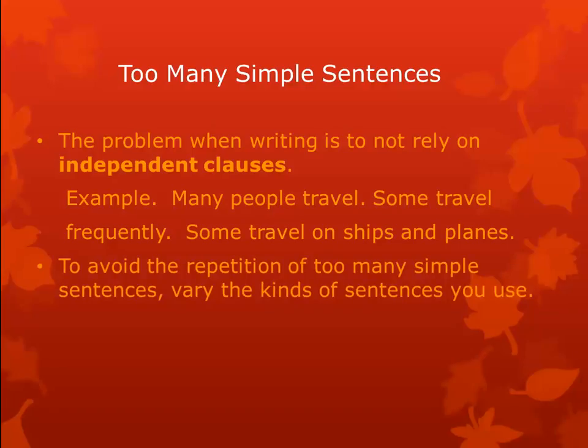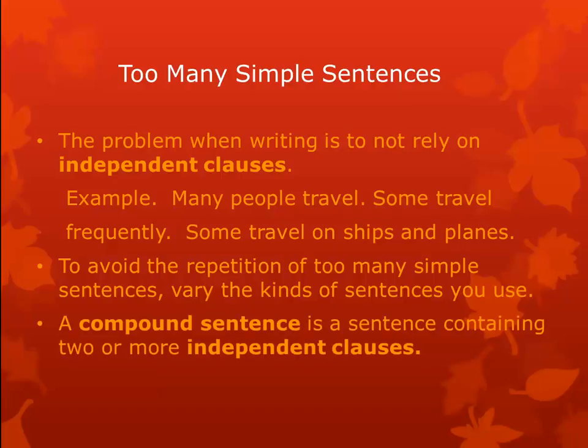So to avoid the repetition of too many simple sentences, you need to vary the kind of sentences you use. And there are several different variations on the simple sentence in the English language. The first of which, and the most important of which we're going to talk about right now, is the compound sentence. A compound sentence is a sentence that contains two or more independent clauses. Two or more independent clauses.